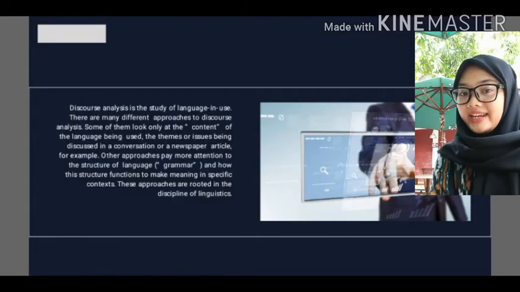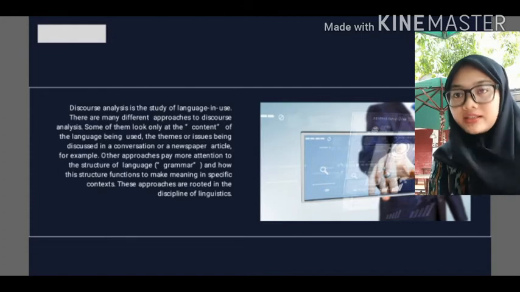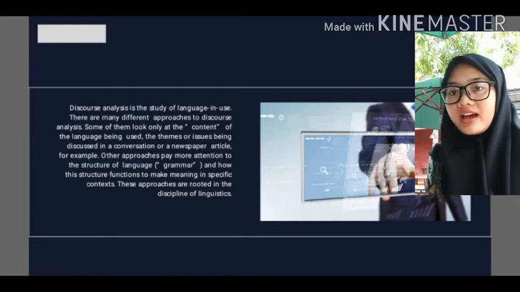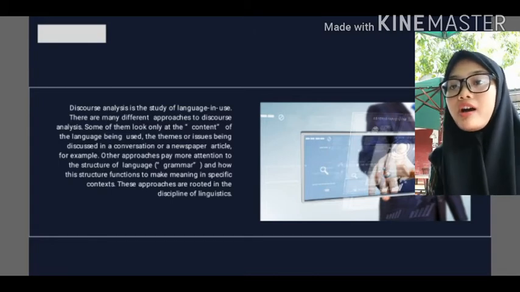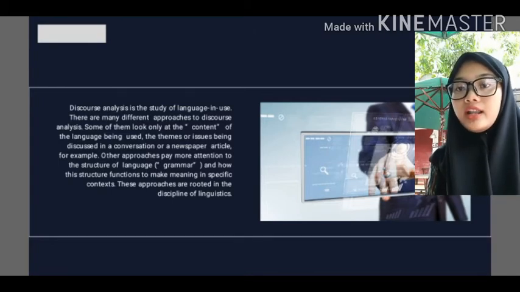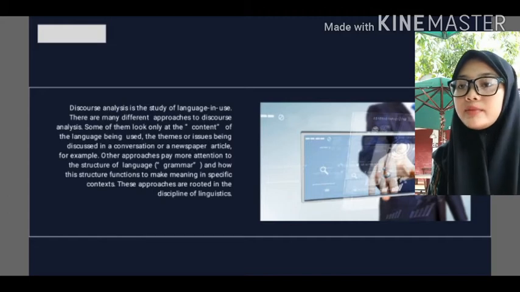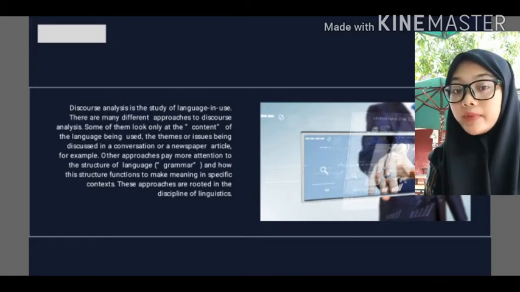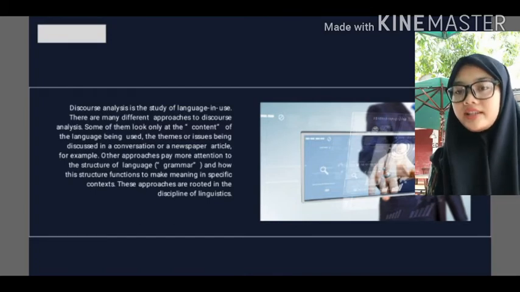Discourse analysis is the study of language in use. There are many different approaches to discourse analysis. Some of them look only at the contents of the language in use: the themes or issues under discussion in a conversation or a newspaper article, for example.